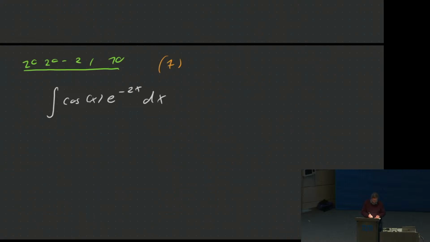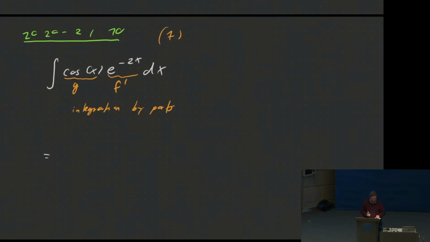So let's call this G, and let's call this F prime. Right, so this is our F prime, this is our G, and we'll try integration by parts. And be sure to mention that somewhere. Okay, then what happens is, well, let's see. We need to differentiate G, so differentiating the cosine. No, well, first we need to integrate F prime.